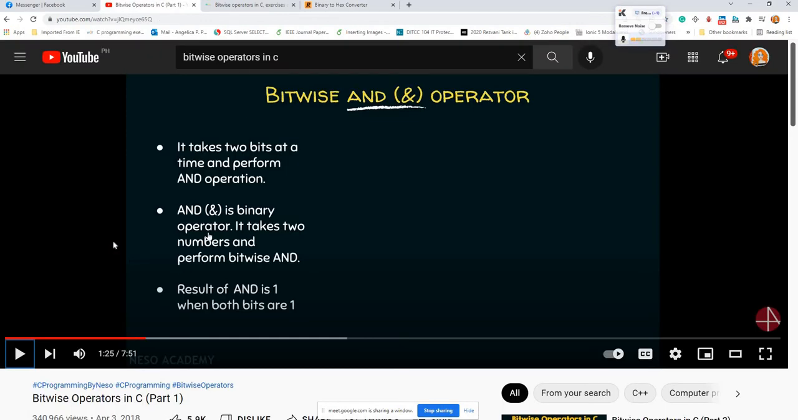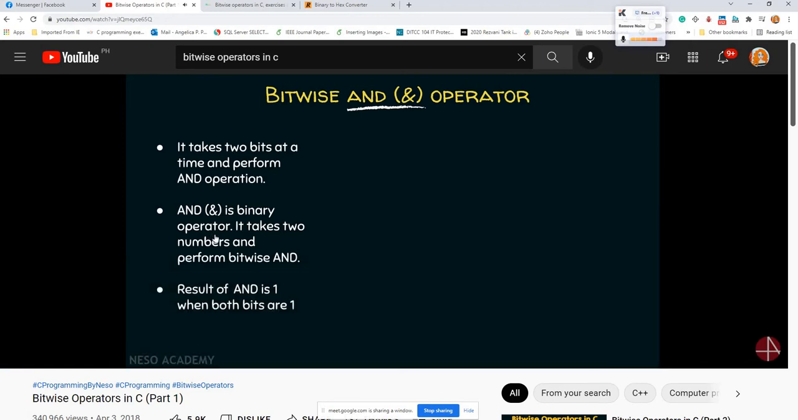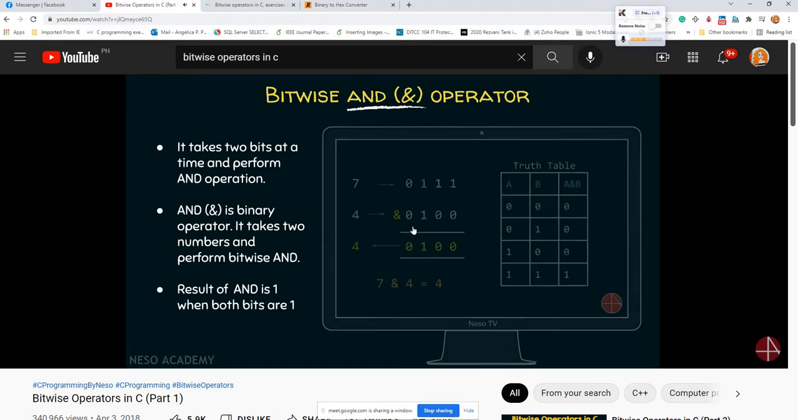Ayan. On this point, it is a binary operator, which means it requires 2 operands. It takes 2 numbers and performs bitwise AND. Result of AND is 1 when both bits are 1. And this is also one important point to note. We know this thing already, that the result of AND is 1 when both bits are 1. Let's take one example in which we would be able to understand how bitwise AND operator takes 2 numbers and performs AND operation bit by bit.